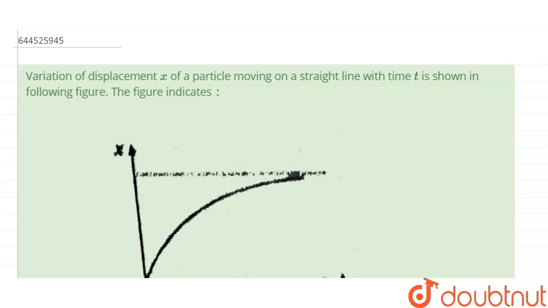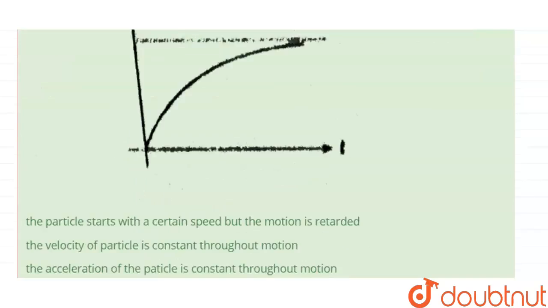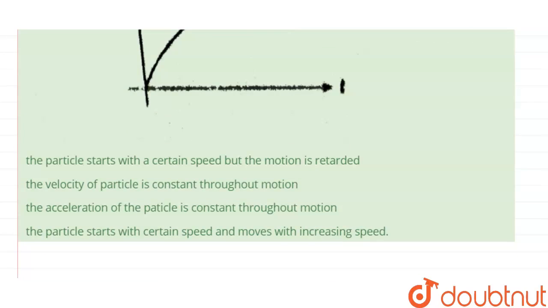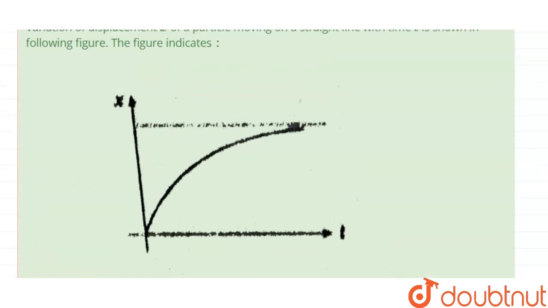Hello everyone, so the question is: the variation of displacement x of a particle moving on a straight line with time t is shown in the following figure. The figure indicates, and there are some options, and we have to tell which option is correct and which is not. Now as you can see, there is a graph between x and t, x is position and t is time.